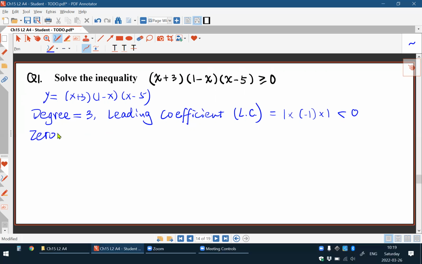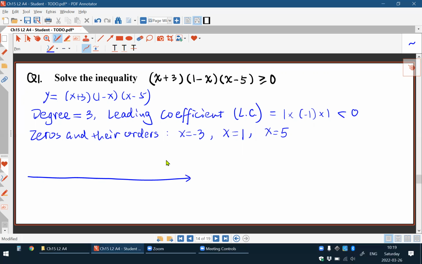Next, let's consider all the zeros and their orders. Okay, first, x can be -3 with order 1. Then x can be 1 with order 1 as well. Then x can be 5 with order 1, right? Okay, so based on this information, we know that first of all, degree is an odd number. Odd number with leading coefficient negative, so that means it will have end behavior like this, right?